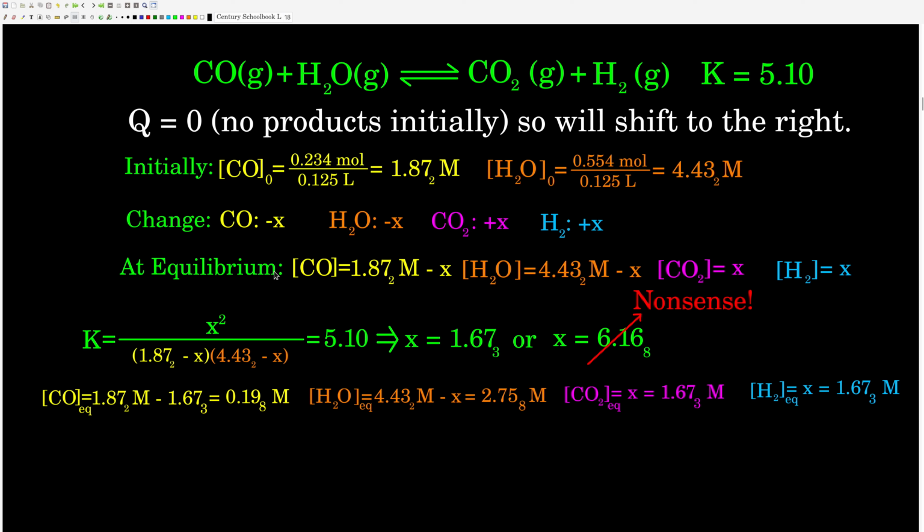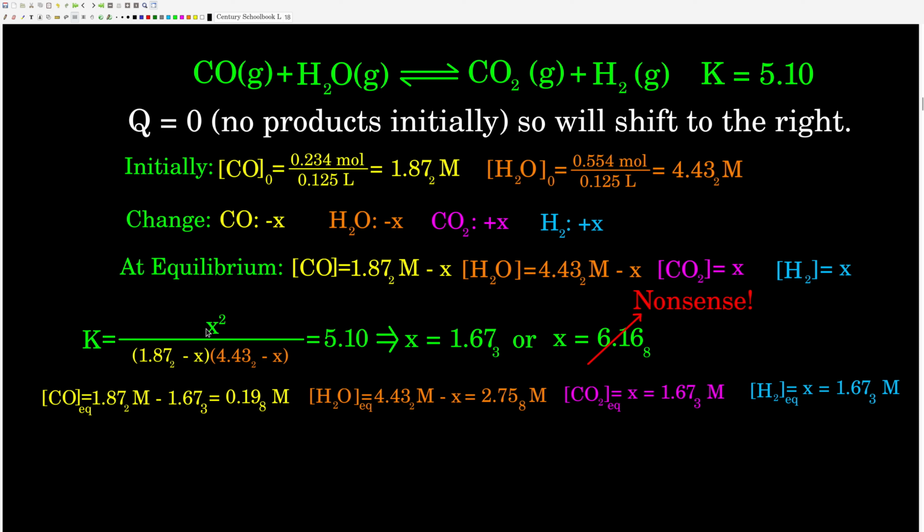And so that means at equilibrium, the concentration of carbon monoxide is going to be the initial concentration minus X. Concentration of steam will be its initial concentration minus X. The concentration of carbon dioxide will just be X, or 0 plus X if you will. Same thing for hydrogen. So that's enough information right here to write down the equilibrium expression.